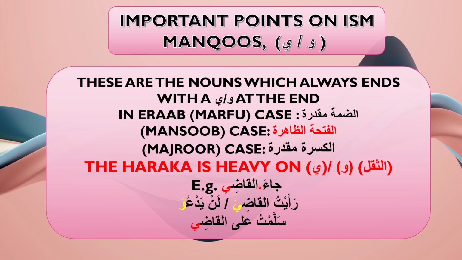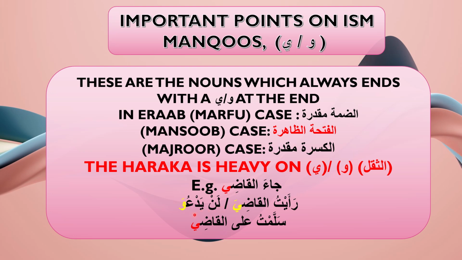So here you can see it is thaqil. This is the case of thaqil. The haraka is always thaqil, but in the mansoob it is zahira. I have given the example with ism manqus: ja'a al-qadi. There should be a dhamma, but it's heavy, so I can't put it on the weak letter ya. Ra'aytu al-qadiya. I've given this in mansoob case, so this weak letter ya will show the fatha zahira over it.